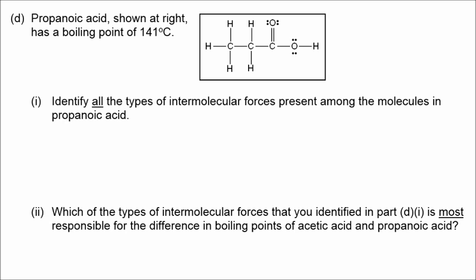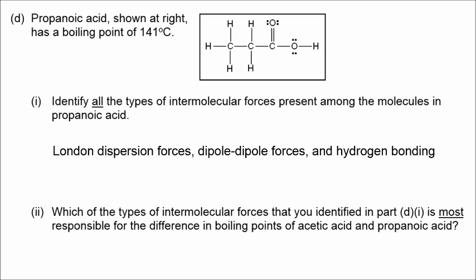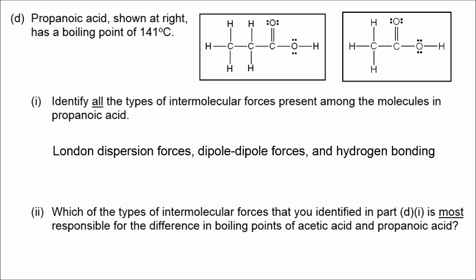Propanoic acid has a slightly higher boiling point than acetic acid. Now, propanoic acid would have London dispersion forces. It is polar, so it has dipole-dipole forces, and the hydrogen directly bonded to the oxygen gives it the ability to form hydrogen bonds as well. But look at those two molecules side by side. They both have dipole-dipole forces and hydrogen bonding, but that's not the distinctive structural difference between them.